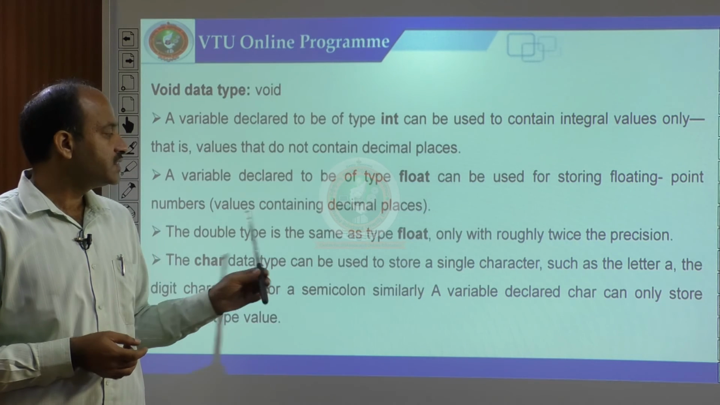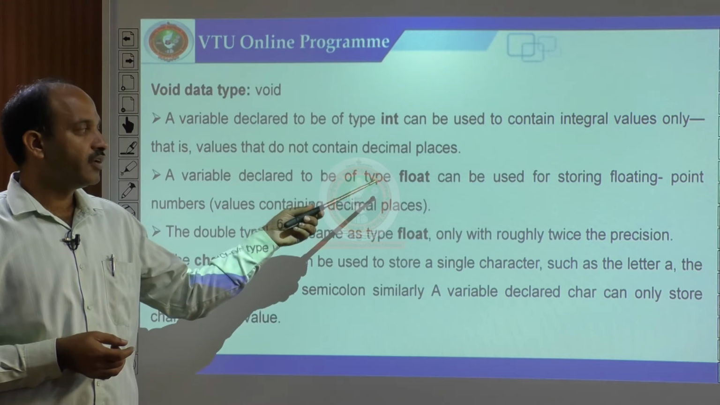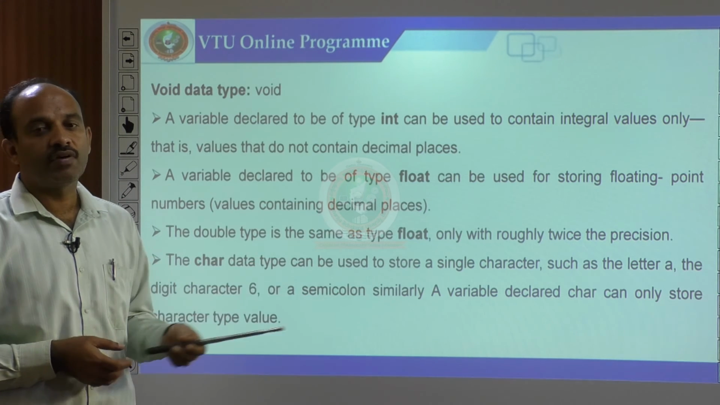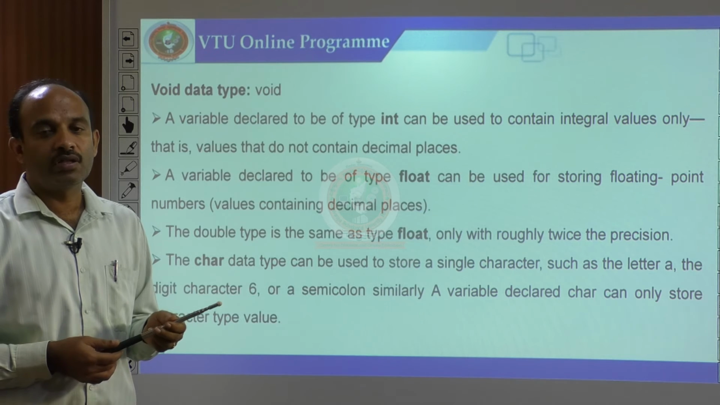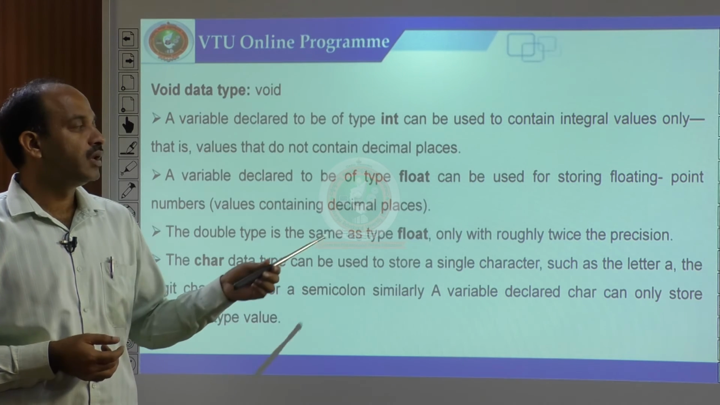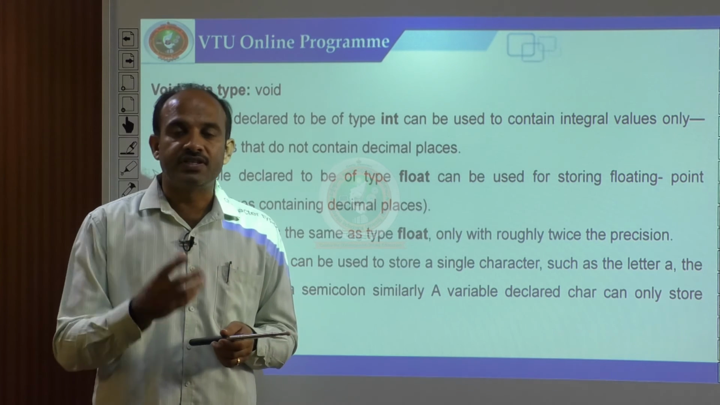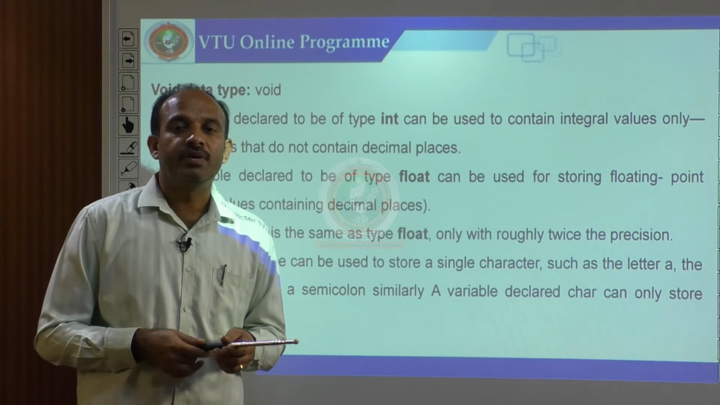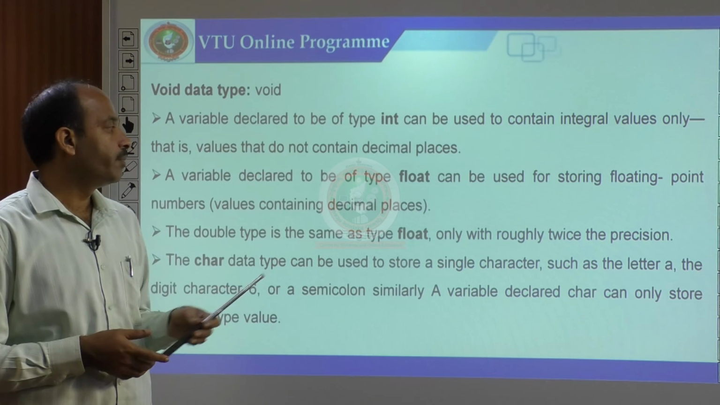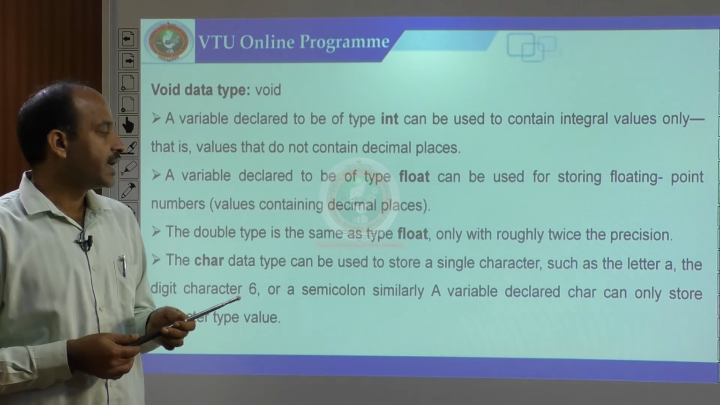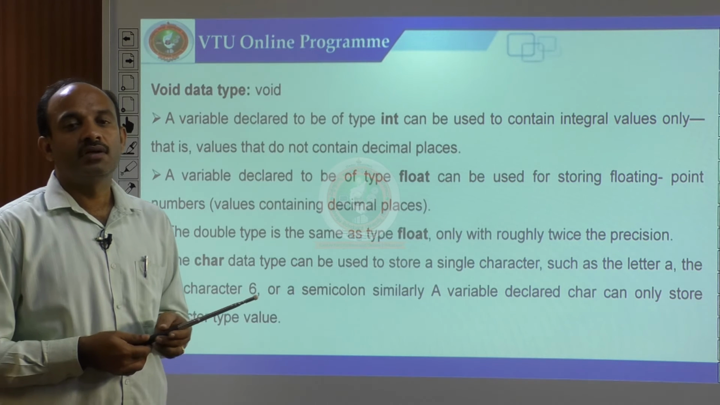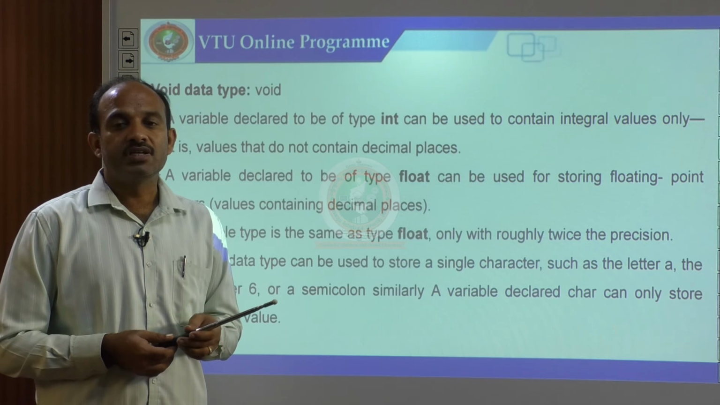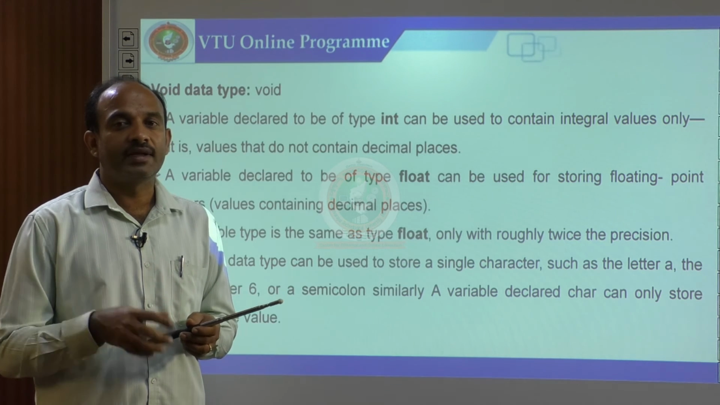Next, double, which is similar to the float. Whatever we have seen in the float is also applicable for double. The only thing is it has roughly twice the precision; the decimal precision differs when we compare float and double. Char is used to represent a single character, that is nothing but a letter, A.